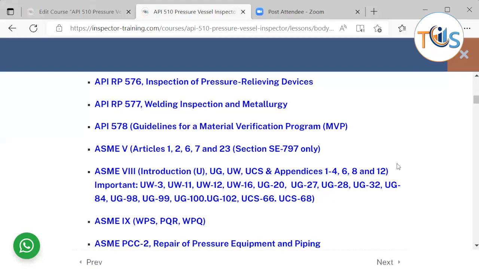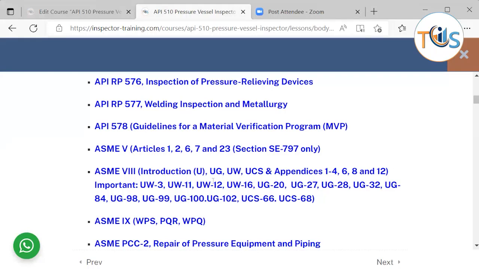ASME Section 5 is the code that is used for writing an NDE procedure, and you need to know about Article 1 general, RT Article 2, Article 6 and 7 MT and PT, and just UT with a 0-degree probe for lamination check and thickness measurement only.